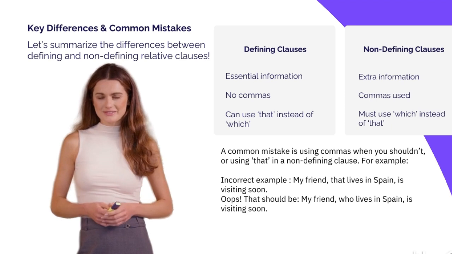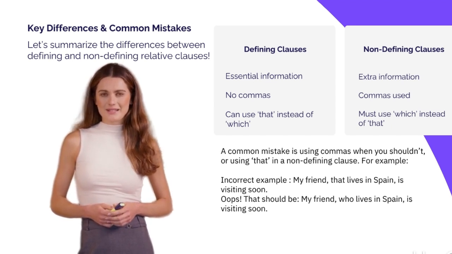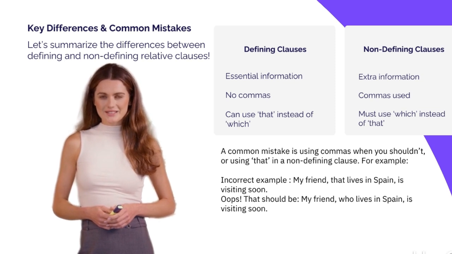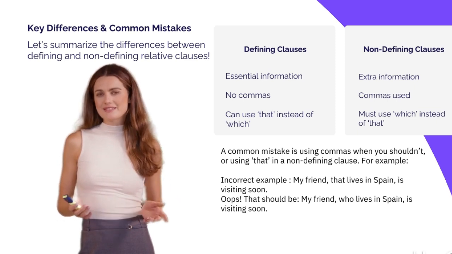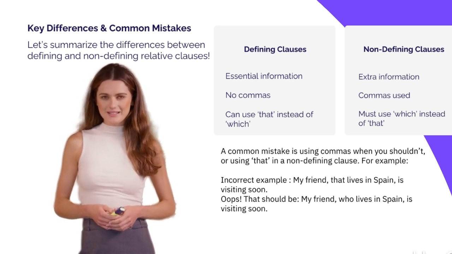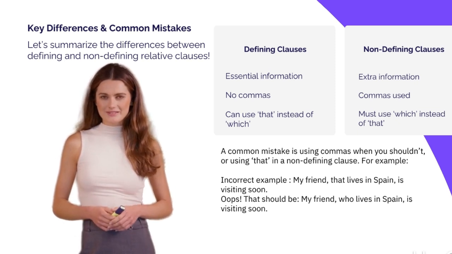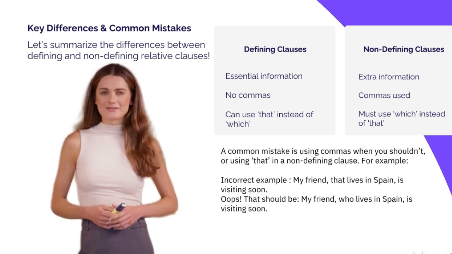Let's summarize the differences between defining and non-defining relative clauses. Defining clauses: essential information, no commas, can use that instead of which. Non-defining clauses: extra information, commas used, must use which instead of that.